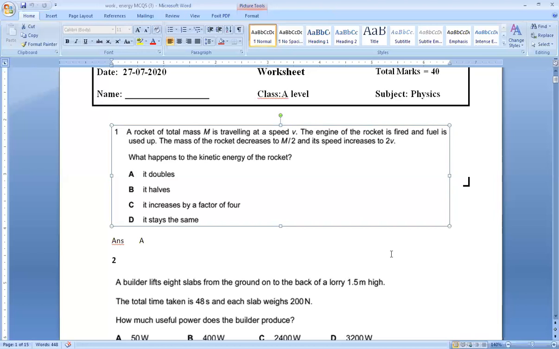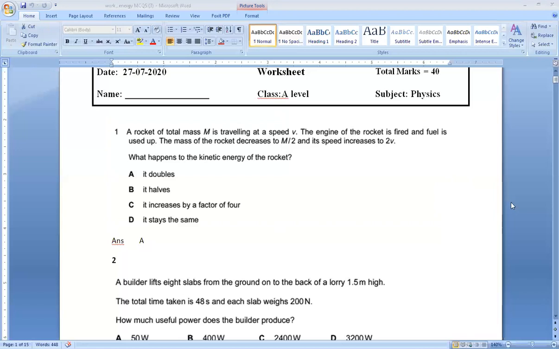Mass was halved, but the speed was doubled. So squaring the speed gives you 4 times v square. So on calculating, if you calculate the kinetic energy for the second set of data and compare it with the kinetic energy of the first set of data, you will find that the kinetic energy has been doubled. So option is A.